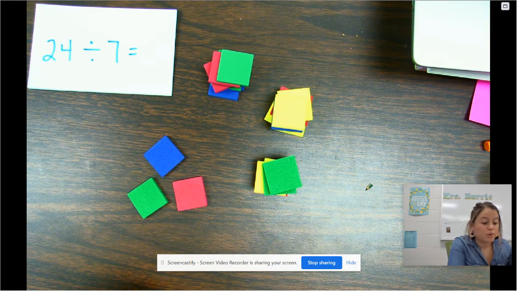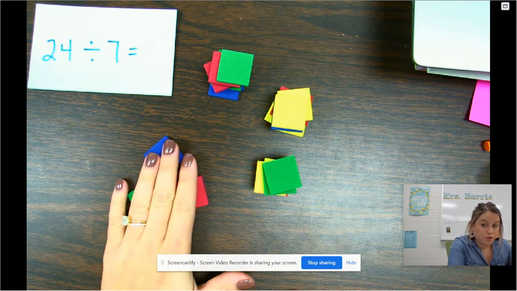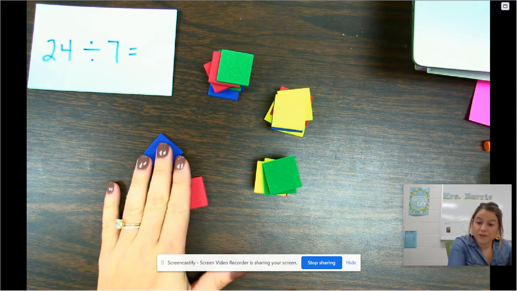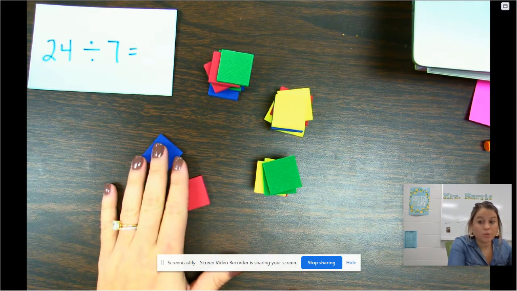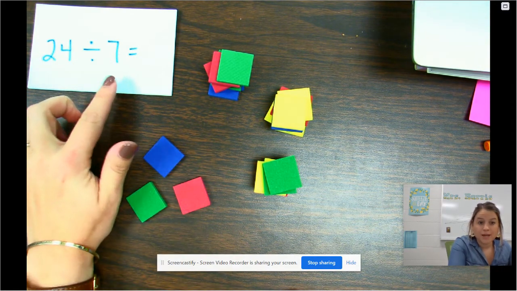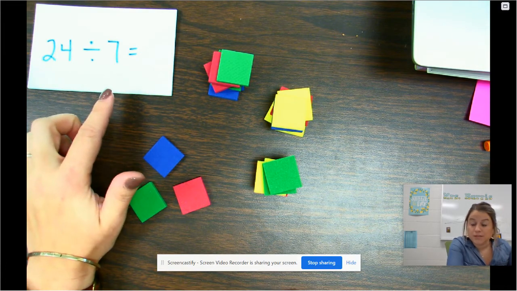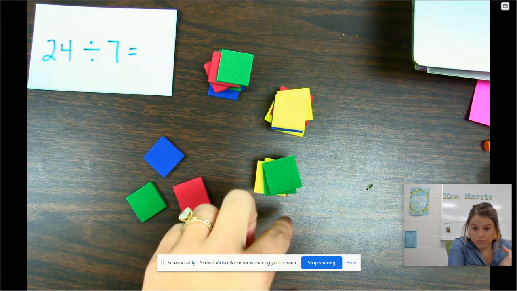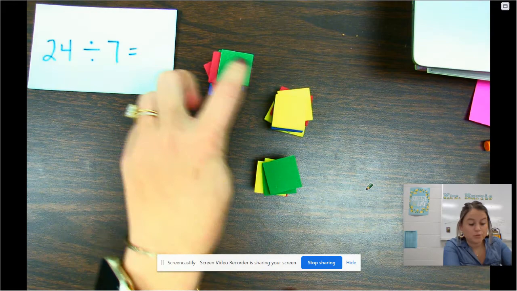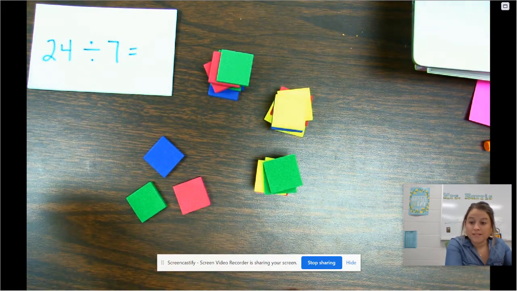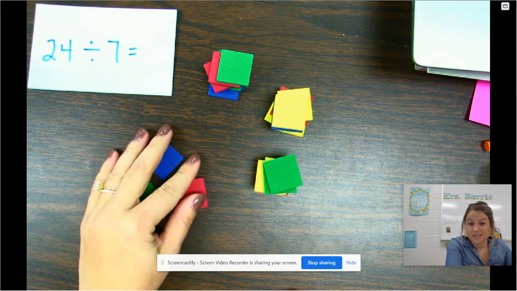The ones that are left over are going to be a remainder. If you were dividing a different way, that's okay. That works too. So maybe you want to make 7 groups instead of groups of 7, because what I've been doing in my example is making groups of 7. It's the same thing. You're going to get the same answer.